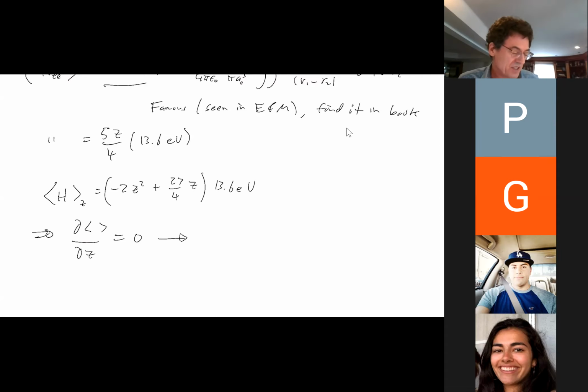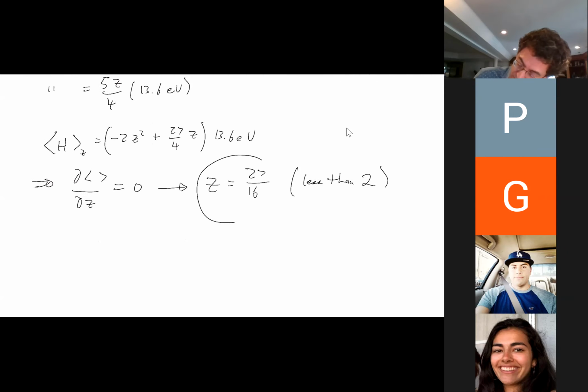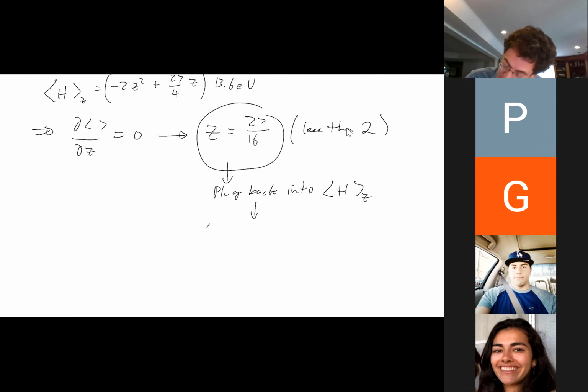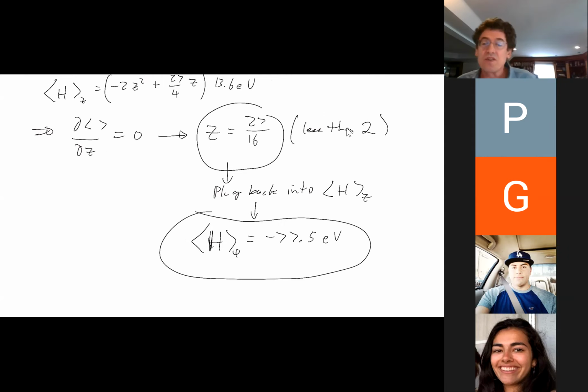and I'm just sort of rushing now just to get it done, we find that Z is equal to 27 over 16. And notice that this is less than 2. And then plug back in. If we plug back into H, then the expectation value of H for our psi is equal to negative 77.5 eV. That's the number you actually get when you do all the details.